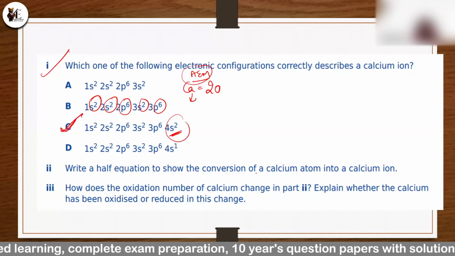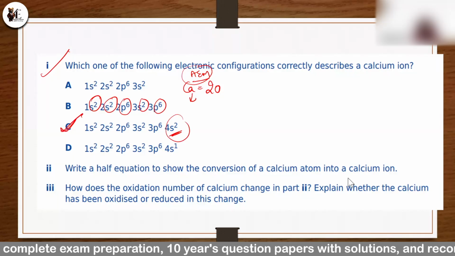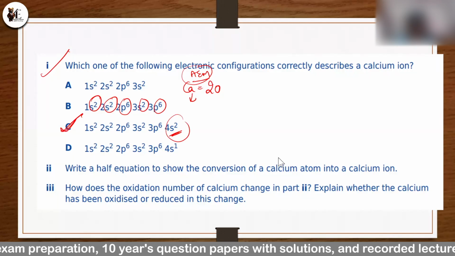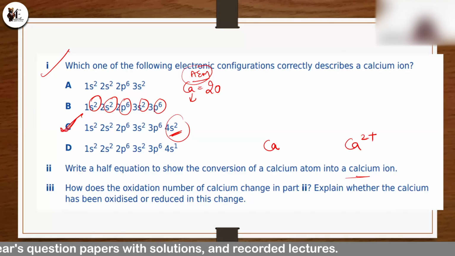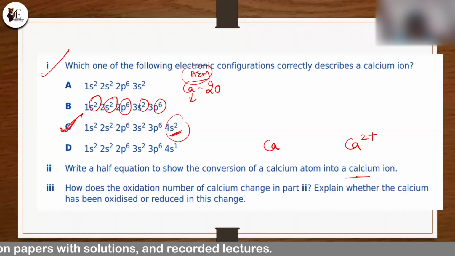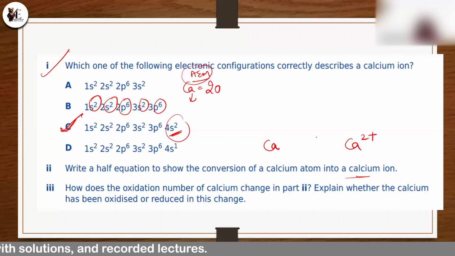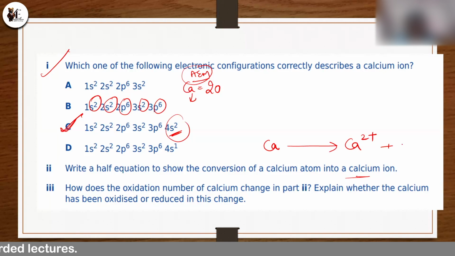Now write a half equation to show the conversion of a calcium atom into a calcium ion. So you have a calcium atom. You have to change it into calcium 2 plus. So you have to add an electron or remove an electron. Remove an electron, ma'am. How many? 2 electrons you have to remove.